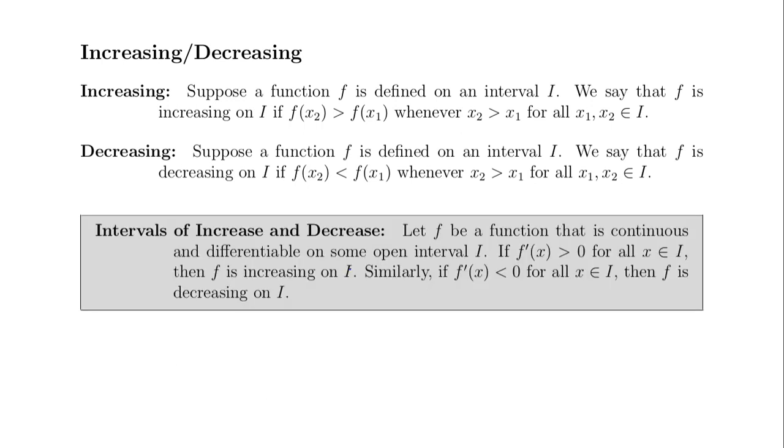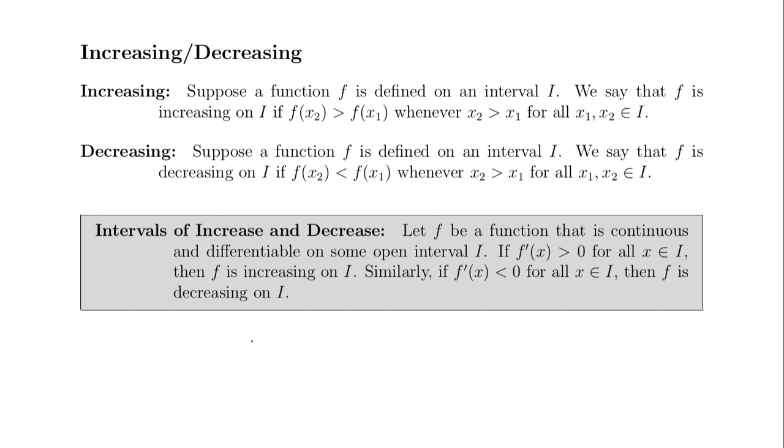So what we're going to do is grab that result from last time. That said, if we have a function that's continuous and differentiable on some interval I, then we can look at the derivative. If the derivative is positive for all the x values on the interval, then we say that our function is going to be increasing. And if our derivative is negative, you can think that means the slopes are negative everywhere, and so then your function is going to be decreasing.